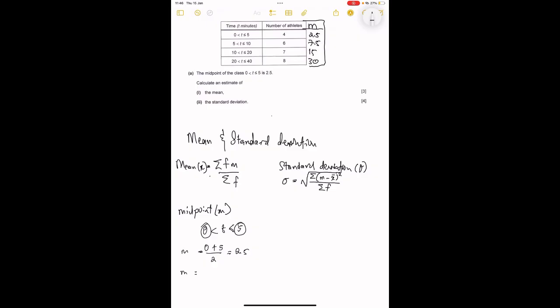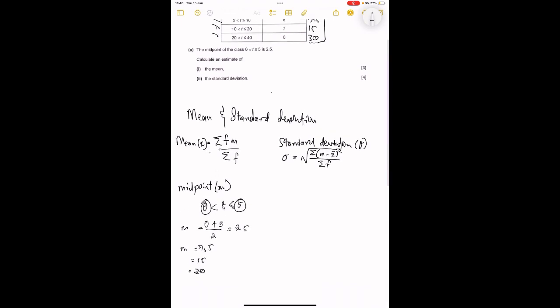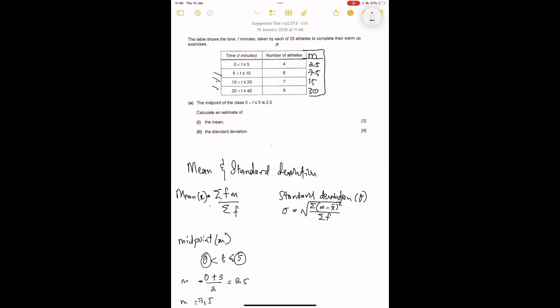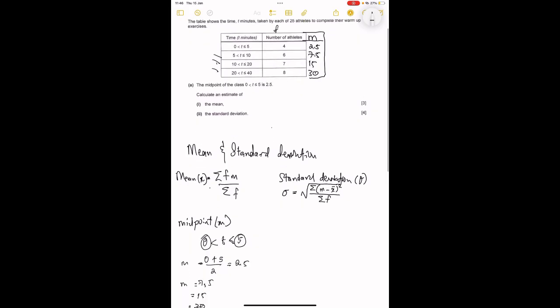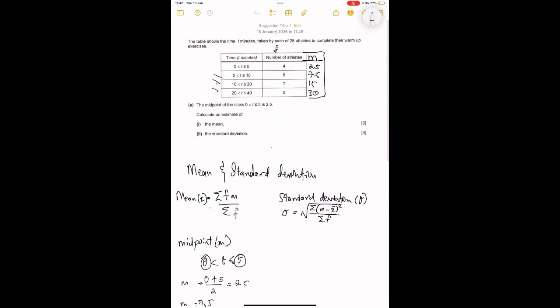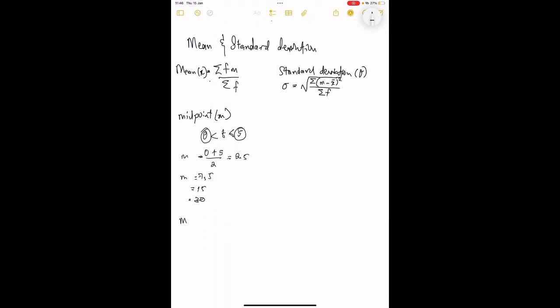You have to repeat this for all of these. After doing all that, you'll get 7.5, 15, and 30 for the remaining ranges. Now you are given your frequency. You just substitute into the formula and work it out. So let's do the mean now. Mean equals the summation of frequency multiplied by your midpoint over the summation of the frequency.